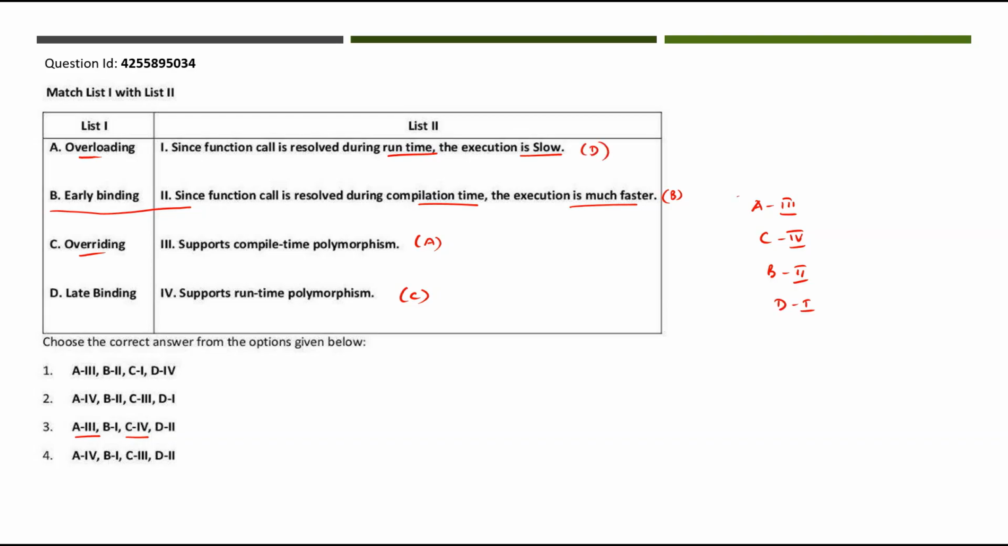Why am I writing this here separately? Because B2 D1 is available here and A3 C4 is available here, which means this question is dropped in the official answer key because no option is actually having A3 C4 B2 D1 together. All the options are wrong.